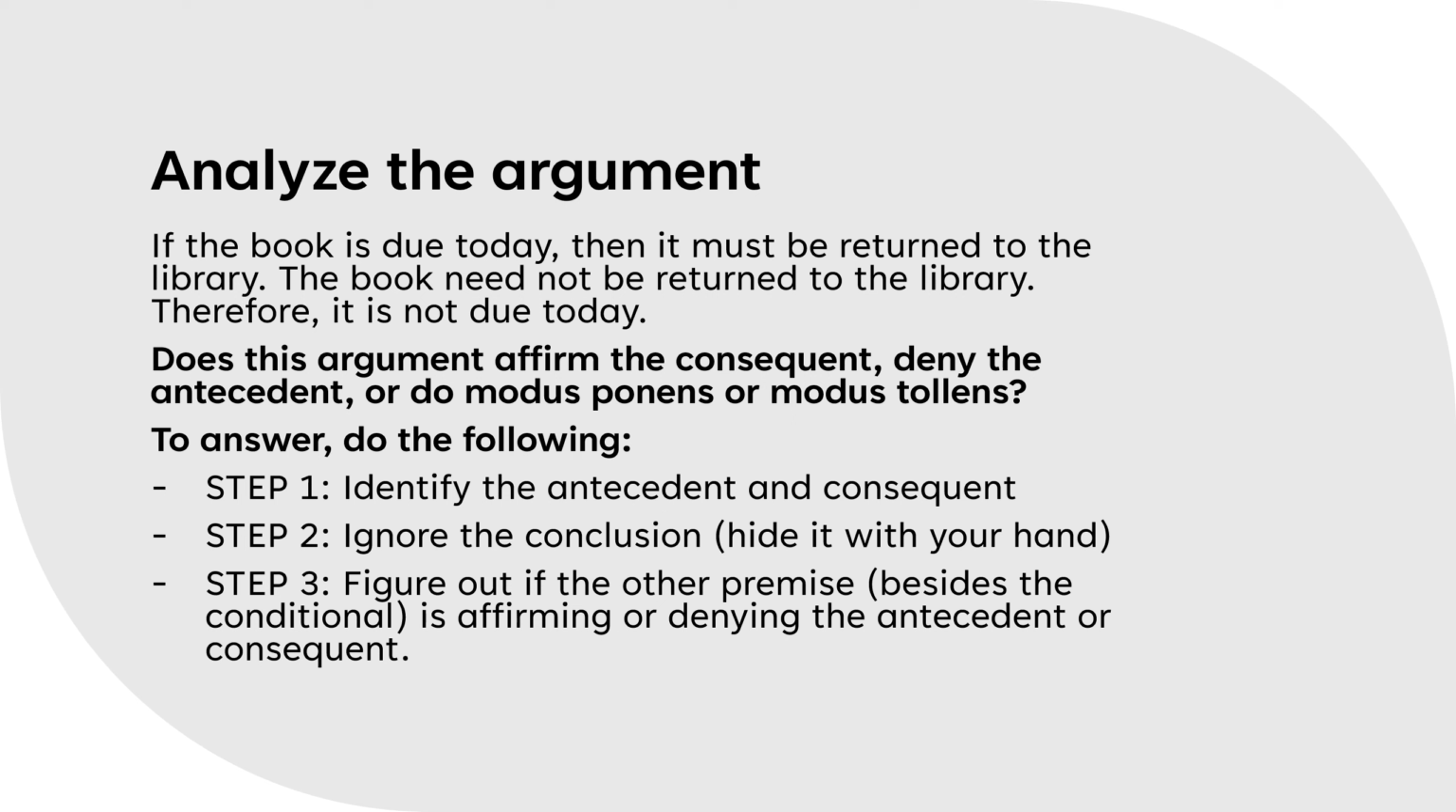So now the question is, what is that second premise doing? The book need not be returned to the library. What is that doing? It looks like it's denying it must be returned to the library, right? It must be returned to the library versus the book need not be returned. That's denying that it must be returned. So we have a case of denying the consequent.